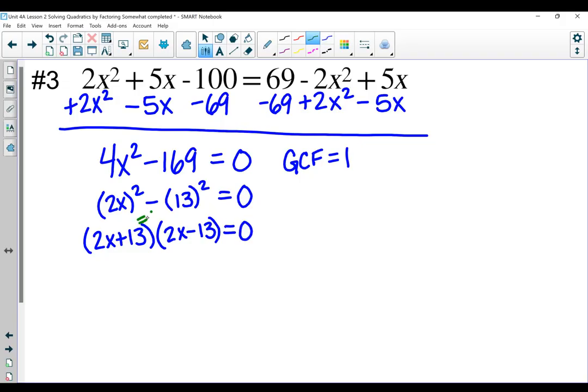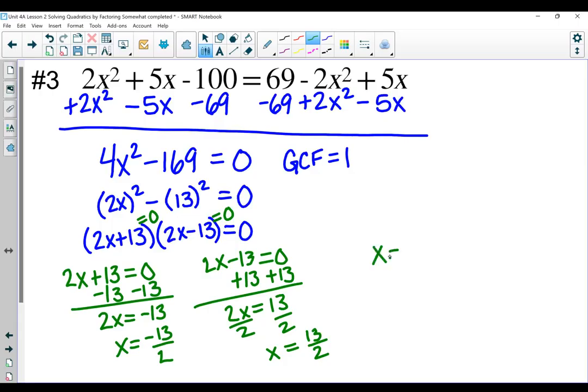Use your zero product property to set both of those factors equal to 0, creating mini equations that we know how to solve. It's a 2-step equation. I'm confident you can do this. Resulting in the two solutions, negative 13 over 2 and positive 13 over 2.